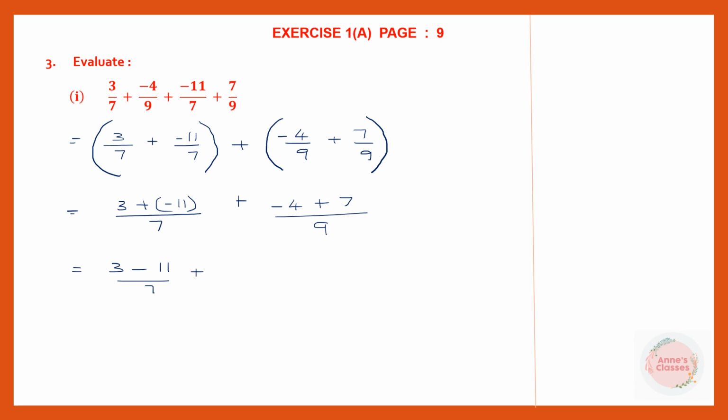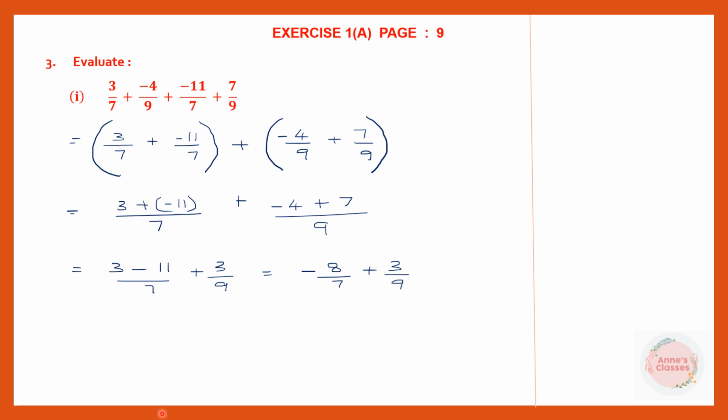Signs are different, so let's put the sign of the bigger number and subtract. So this is plus and 7 minus 4 is 3, so plus 3. So that is 3 by 9. And this will be 3 minus 11. Signs are different. Put the sign of the bigger number and subtract. 11 minus 3 is 8. So minus 8 by 7 plus 3 by 9.